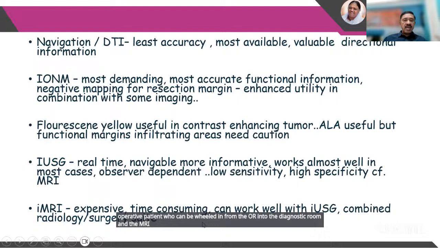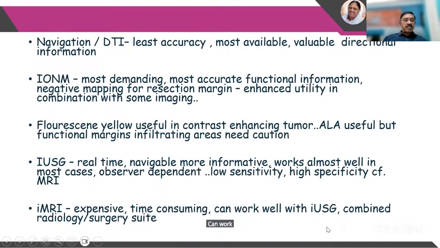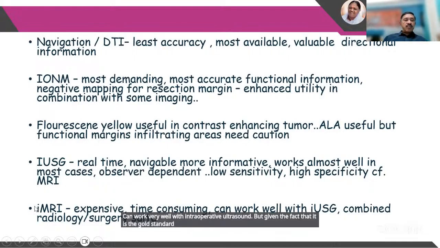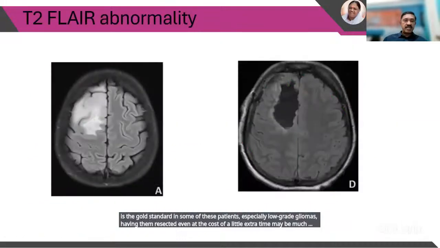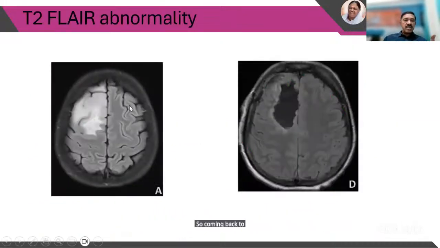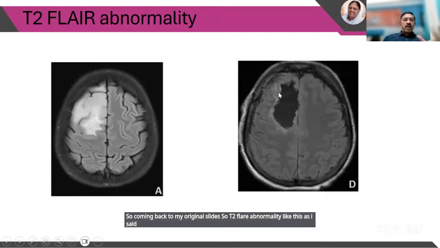It's just a pre-construction event that has to be coordinated with the hospital. It is time consuming. It can work very well with intraoperative ultrasound, but given the fact that it is the gold standard, in some of these patients, especially low-grade gliomas, having them resected, even at the cost of a little extra time, may be much more valuable years to the patient. So coming back to my original slides, so T2 flare abnormality like this, as I said, you can go around the tumor and resect if there is no eloquent area around.